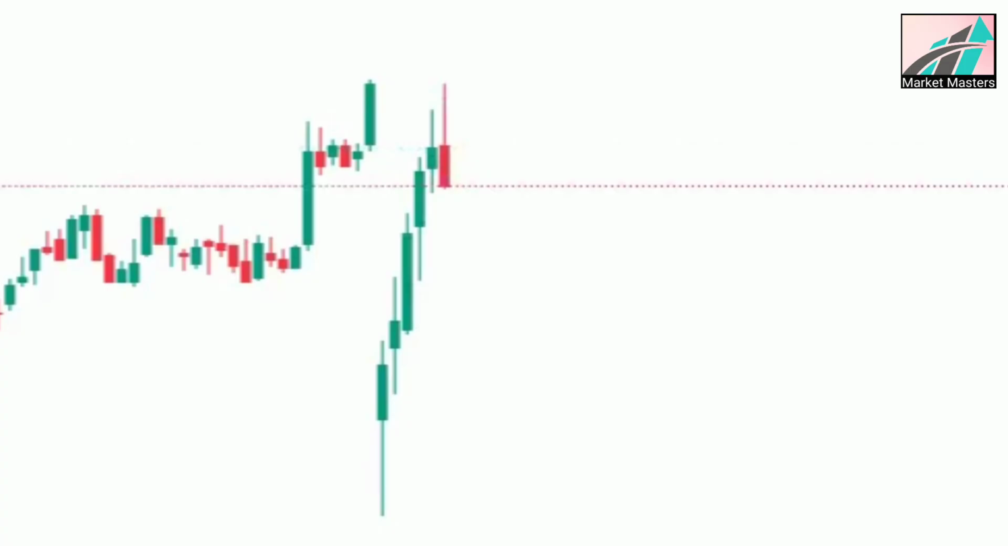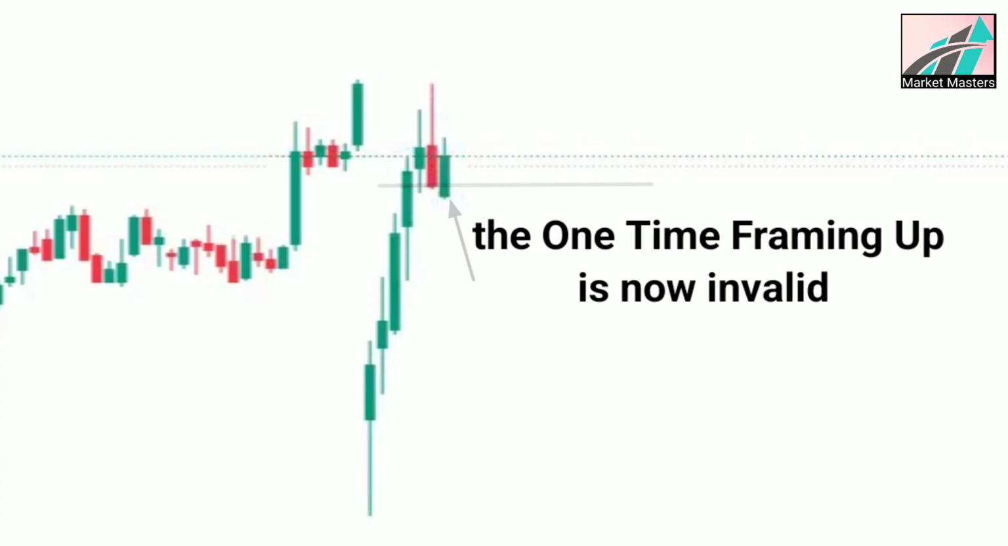Okay, here it comes, a red candle. This red candle doesn't break the previous low, so we are still in a one-time framing uptrend. Interestingly, the leg to the upside is extended by the wick of this red candle, so we extend our structure mapping line. Now, the next green candle makes a lower low compared to the previous one. It breaks on the lower side. This means the one-time framing uptrend is now invalid.